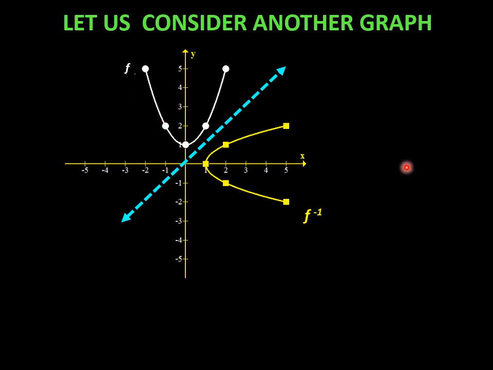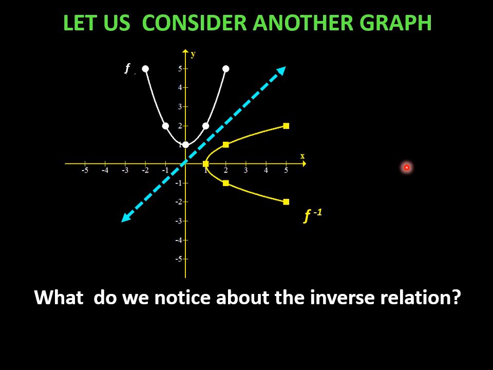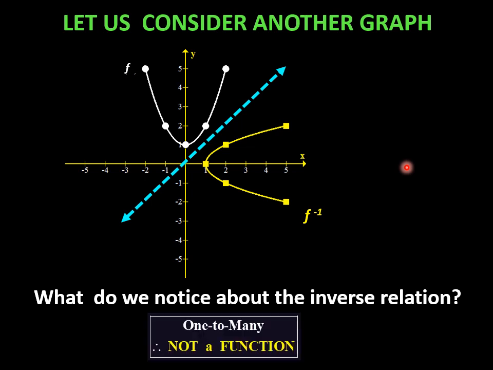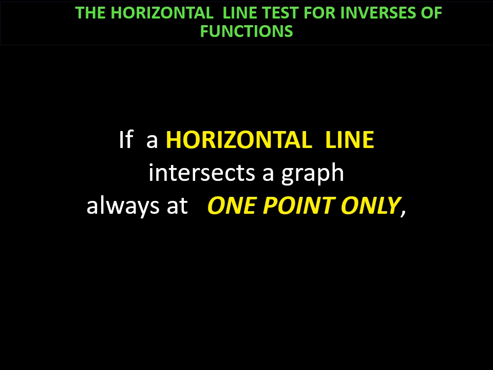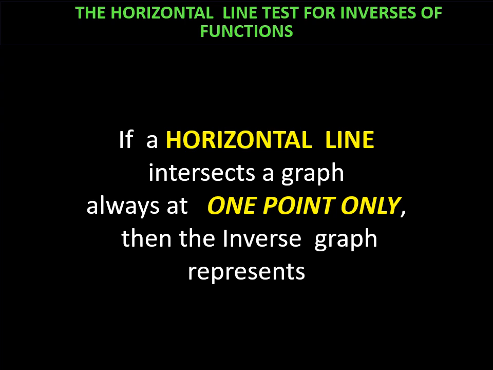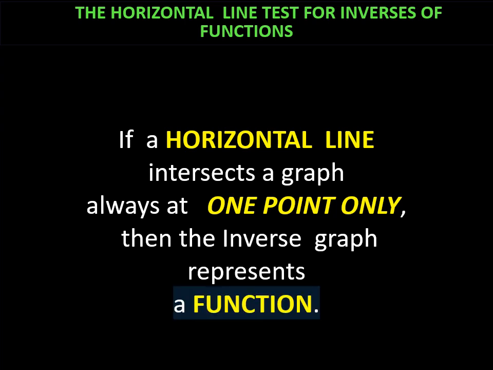Let's check whether the inverse is also a function. If I look at that using the vertical line test, we can see here that the vertical line cuts it more than once. Now let's look at a test that can be used to determine whether the inverse of a function will again be a function. This is known as the horizontal line test. So if a horizontal line intersects a graph always at one point only, then the inverse graph will represent a function.